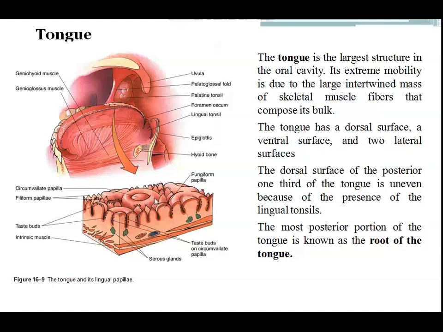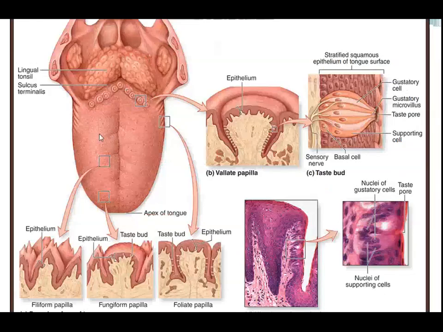specialized for taste perception. If we look at its detailed structure here, we can distinguish that it has an anterior two-thirds portion and a posterior portion. Between the anterior two-thirds and the posterior one-third is located the sulcus terminalis, which at the apex has the foramen cecum. Here we can also see the root of the tongue, where we can distinguish the lingual tonsil. That's why the surface of this part is very rough.